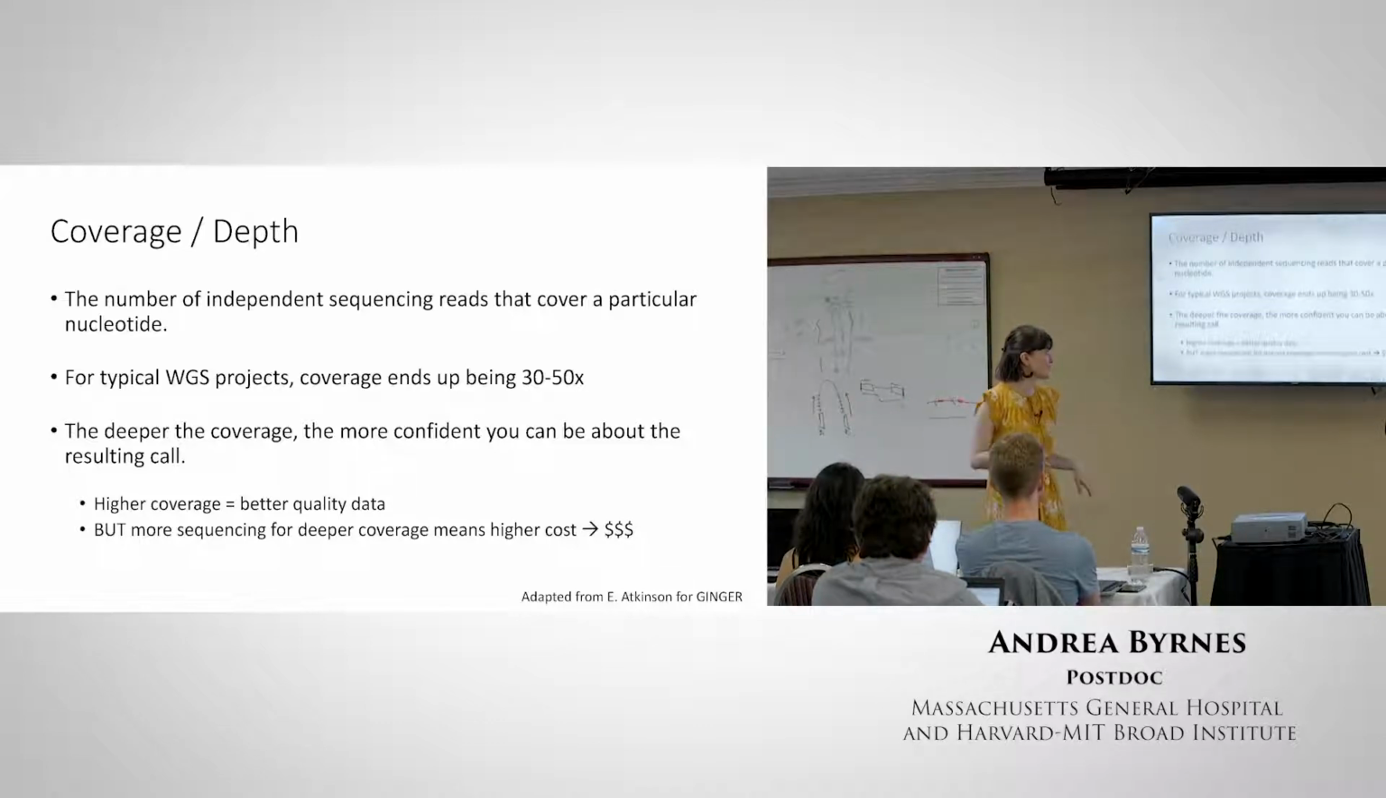A whole genome sequencing project's coverage ending up around 30x is considered pretty good. Low-pass sequencing of a whole genome would be something around 5, which would be considered very low coverage. And you can get higher coverage if you want to be more confident about the calls that you're making. So higher coverage does mean better data, but it also means a lot more money. And so then you have to decide how you're going to spend your money. Are you going to spend it on higher quality genotyping, or are you going to spend it on genotyping more people?